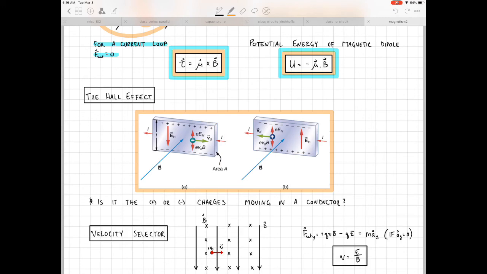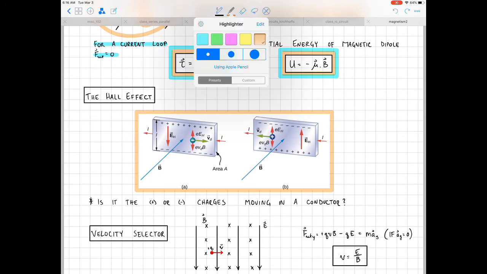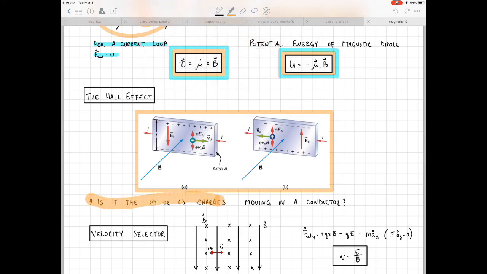But there are some materials, tungsten being one of them, where the positive charges are actually the charges that are mobile. And it's a little beyond the scope of the course to get into the details of that, but just understand that it is possible. There is a mechanism or a method that can be used to determine whether it's the positive charges or the negative charges that are circulating in a conductor. And so, right, the Hall effect allows us to answer that question.